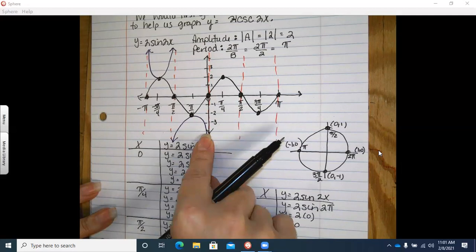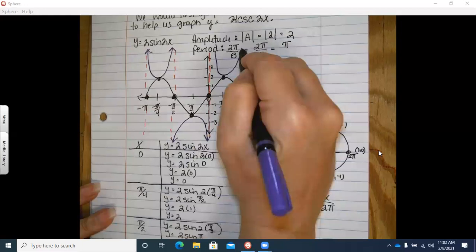And then between pi halves and pi, am I going to draw that curve pointing up or pointing down? Down. So 2 periods of the sine function actually gave me 4 periods for the cosecant function, right?